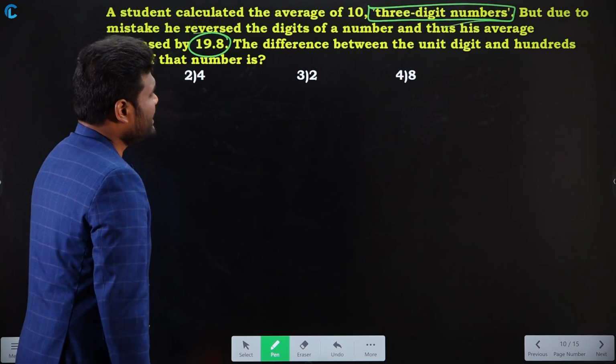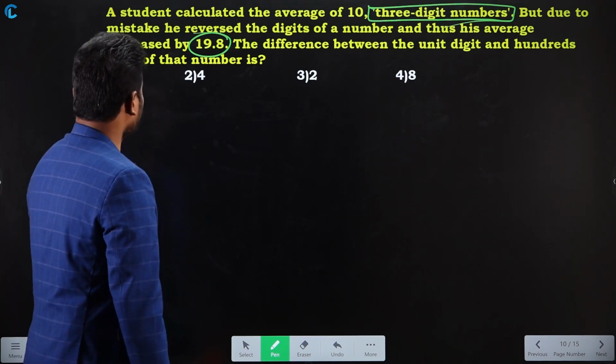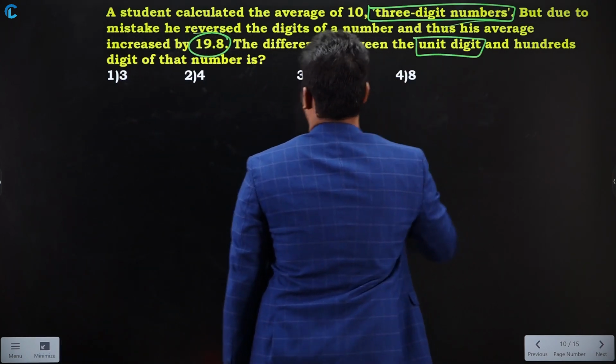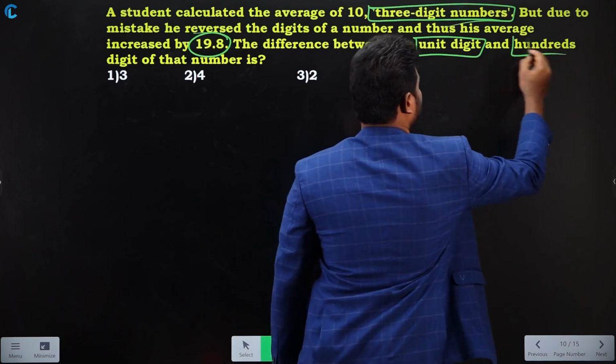The difference between the unit digit and the hundreds digit of the number is? So we are asked to find the difference between the unit digit and the hundreds digit of the number.